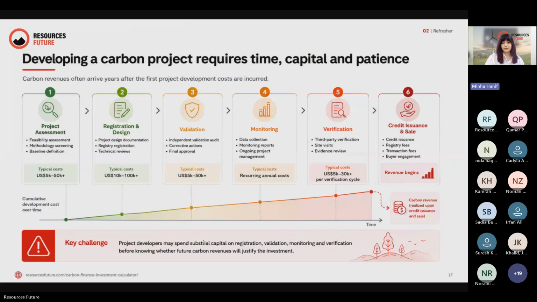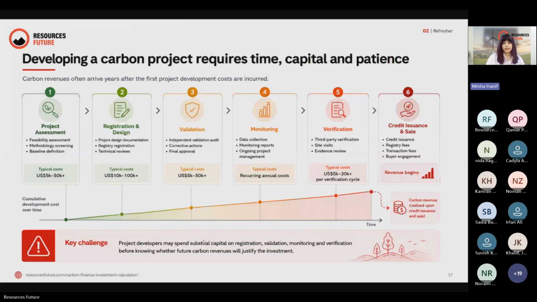So a project may first go through a feasibility assessment and methodology screening. It then moves into project design, registration, validation, monitoring, verification, and finally credit issuance. So each stage introduces a cost. And these may include technical studies, validation audits, monitoring activities, verification audits, of course, the registry fee and associated transaction costs. So many of these costs are incurred at times years before the first carbon credit is ever issued. So, of course, many times you don't even know how much a credit is worth at all.